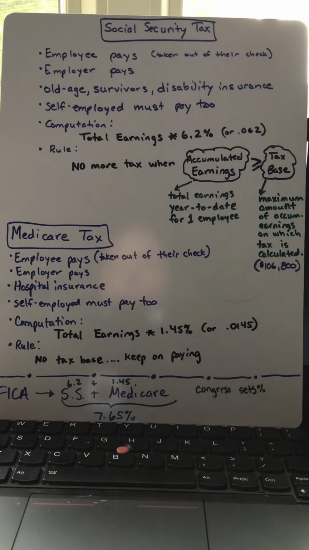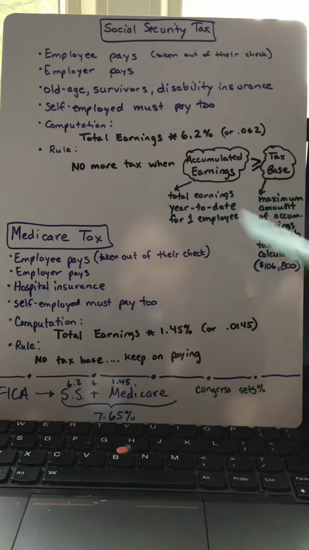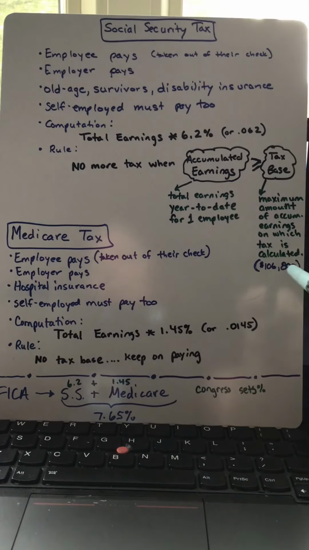You'll have enough. So if that means that I hit $106,800 in March during the year, they quit paying in at that point. So they'll pay in January, February. If it's not until August that year that I make $106,800, then I'm paying tax all the way till August till I hit that number, and then I quit.